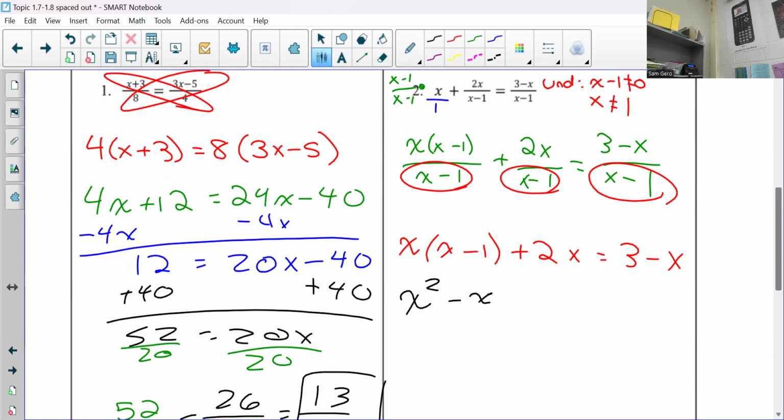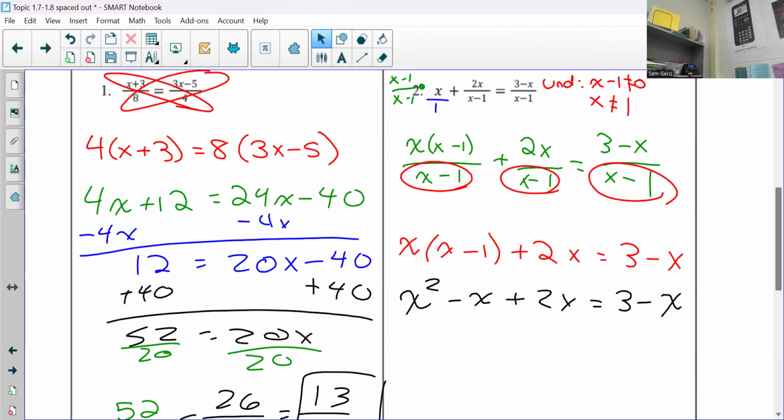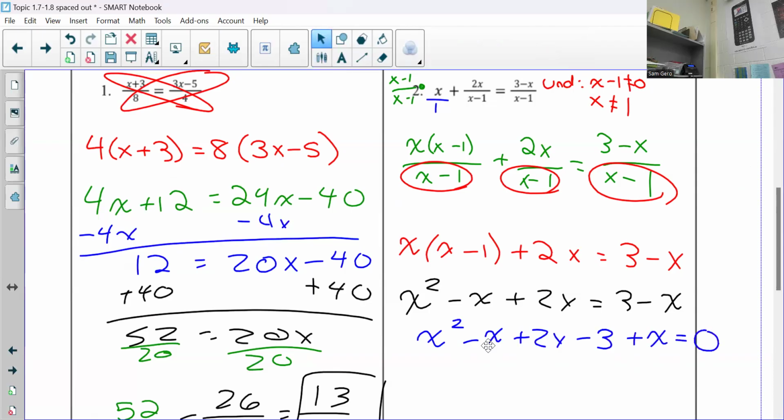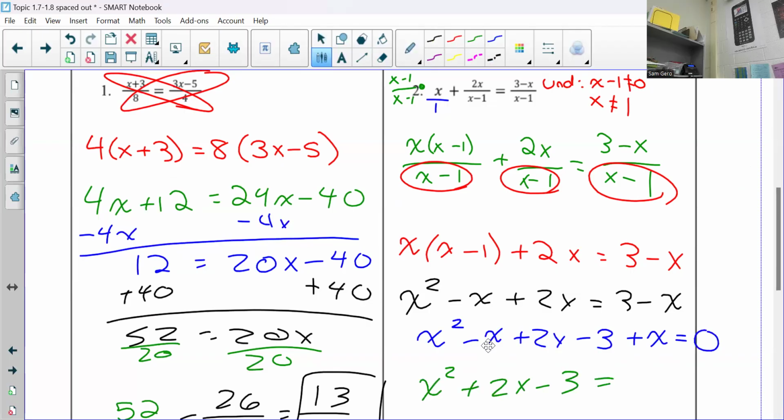I have x squared minus x plus 2x equals 3 minus x. I'm going to get everything to one side. Let's do it this way: x squared minus x plus 2x minus 3 plus x equals 0. Moving everything over and combining like terms, I have x squared plus 2x minus 3 equals 0.